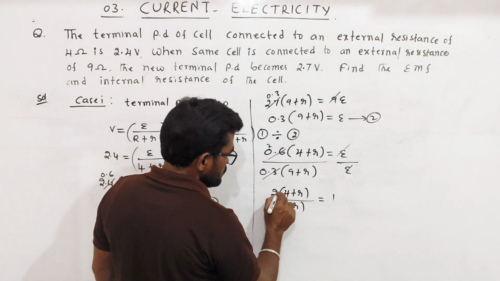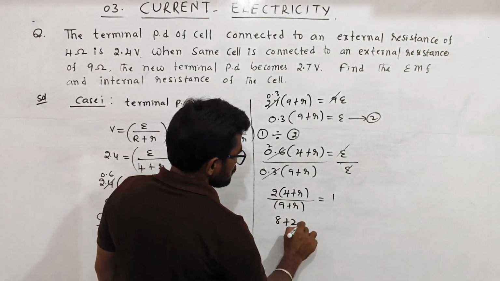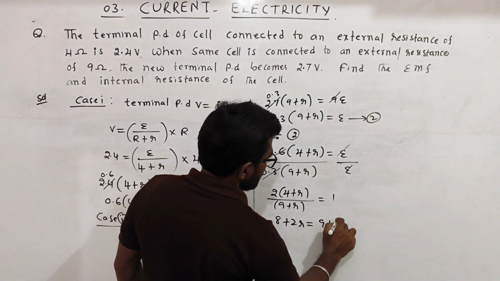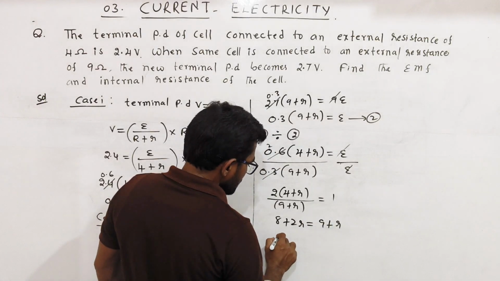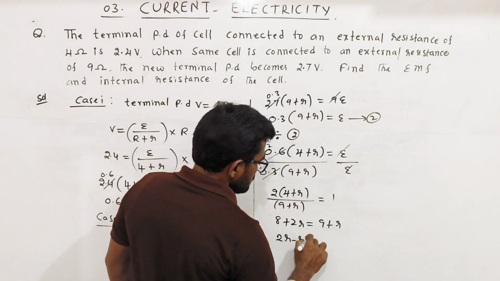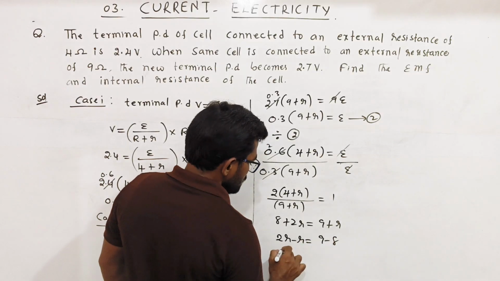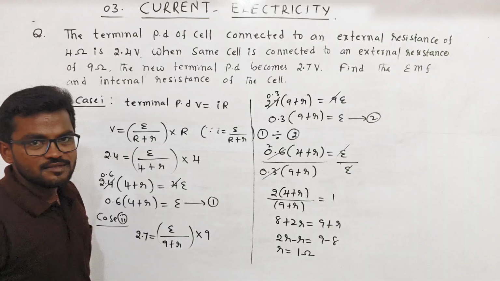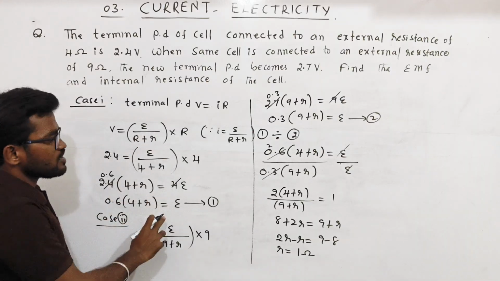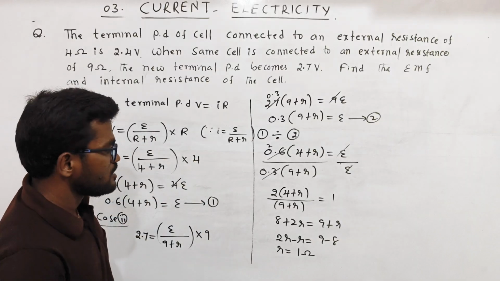By cross multiplication, 2 into 4 is 8. 8 plus 2r is equal to 9 plus r into 1. Okay, take the r to the left hand side. This will become 2r minus r is equal to 9 minus 8. So r is equal to 1 ohm. This method is easy. If you divide the other way, you will get a decimal point that will become complex.